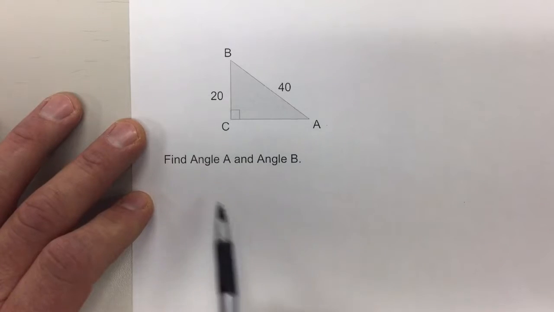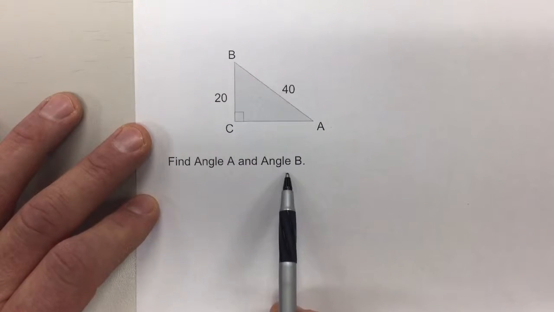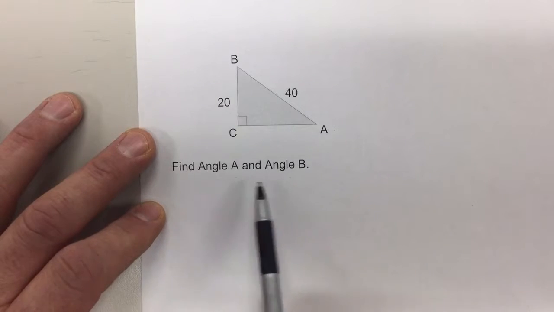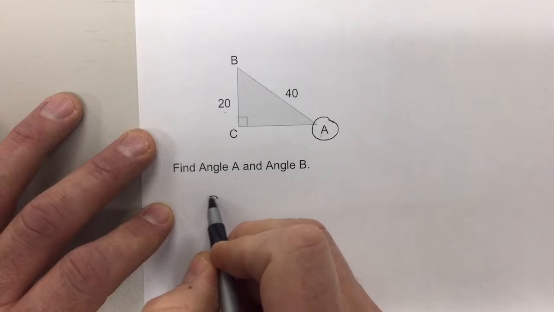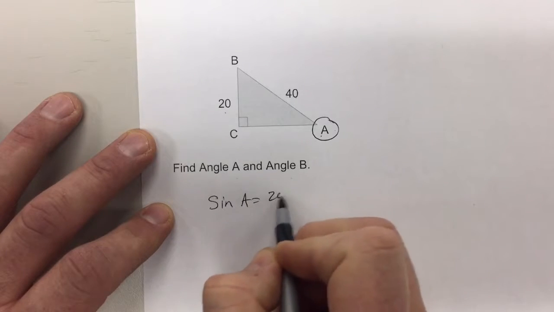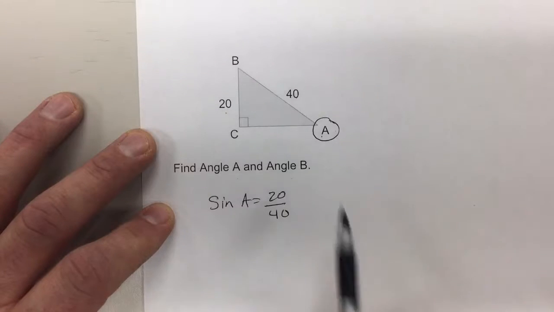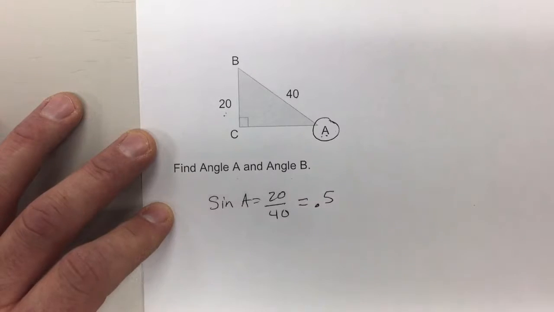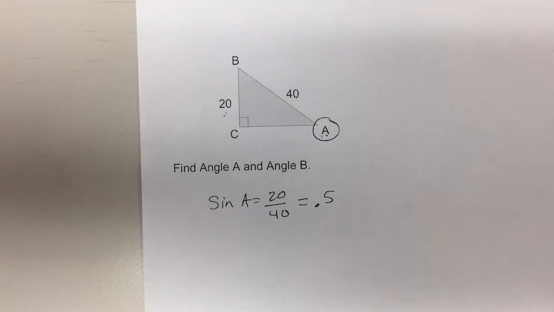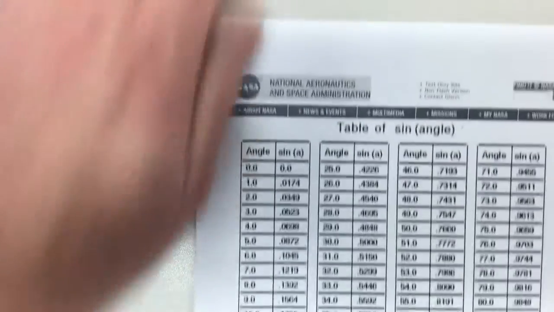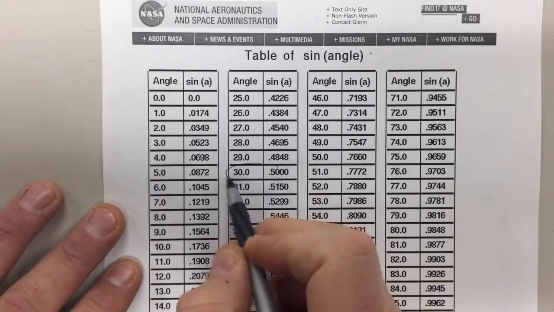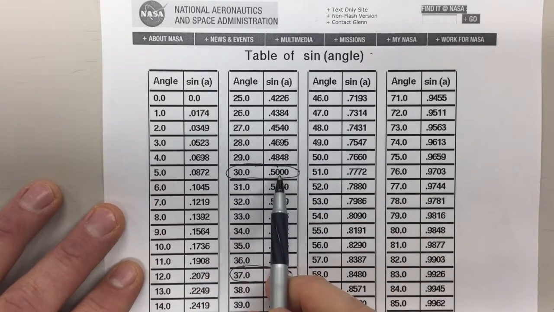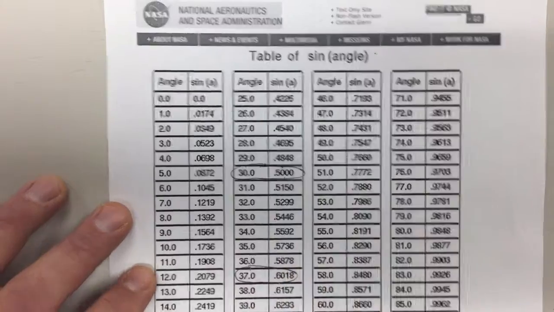For our fourth example, I want to find angle A and angle B. So for angle A, you'll notice I have opposite and hypotenuse, so that is sine. So sine of A would equal 20 over 40. Divide it on your calculator, you get 0.5. Since I'm using sine, I need to use the table for sine, and I need to find as close as I can to 0.5. You'll notice this time I found it exactly. So that means angle A was 30 degrees.